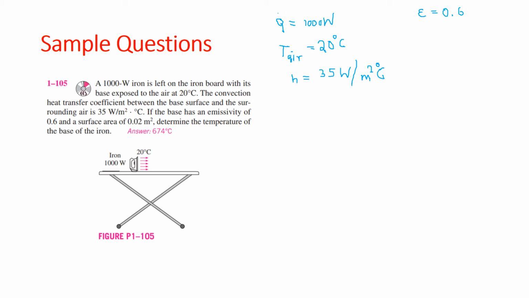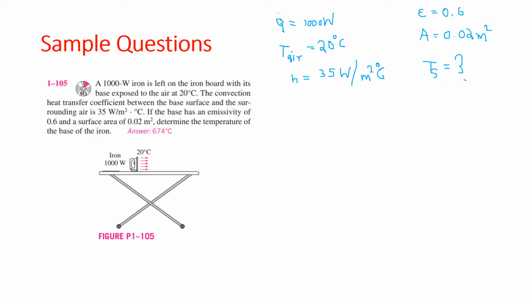Okay, so what is also given? The surface area is given. The area is 0.02 meter square. And what else is also given? Determine the temperature at the base. So they are asking you to find Ts, which is unknown.